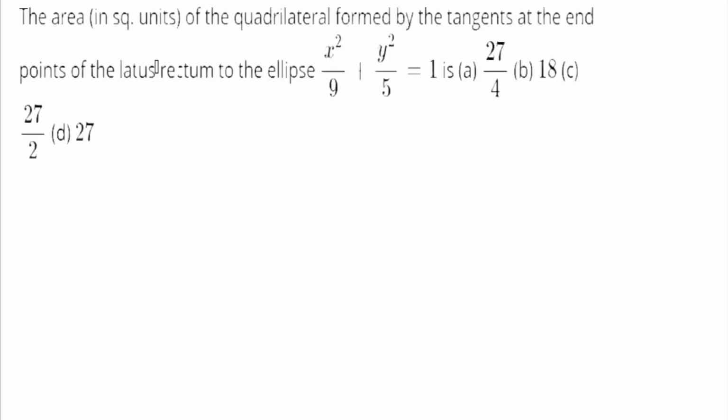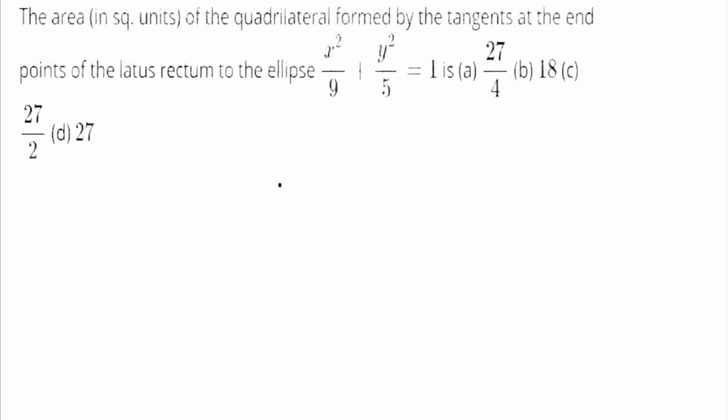Hello everyone. So the question is: the area in square units of a quadrilateral formed by the tangents at the end points of the latus rectum to the ellipse. The equation of the ellipse is x square upon 9 plus y square upon 5 is equal to 1. So we are having four options. We have to calculate the area and then take which of the following options is the correct option.